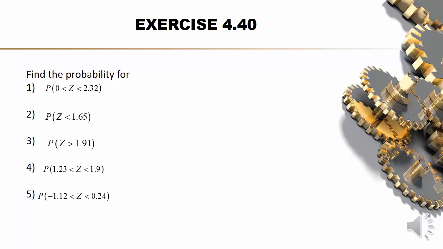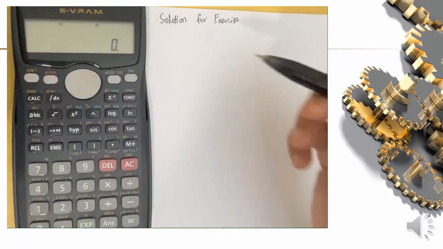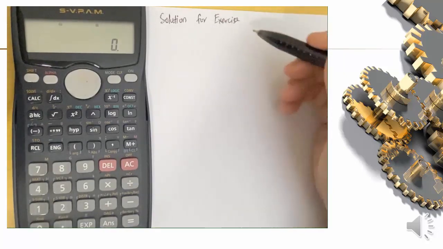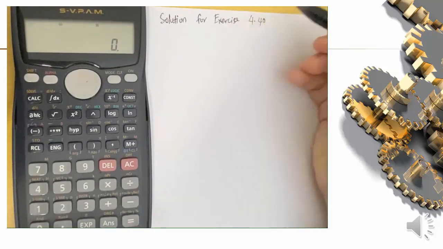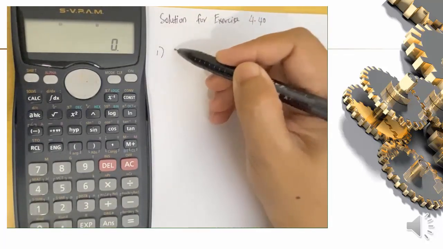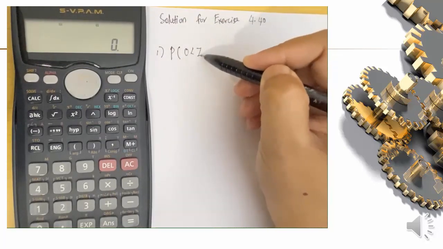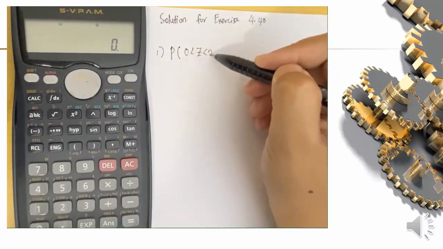So the solution for exercise 4.40. Now we will discuss the solution for exercise 4.40. I hope you can try on yourself. So I said number 1, find probability 0 less than z less than 2.32.